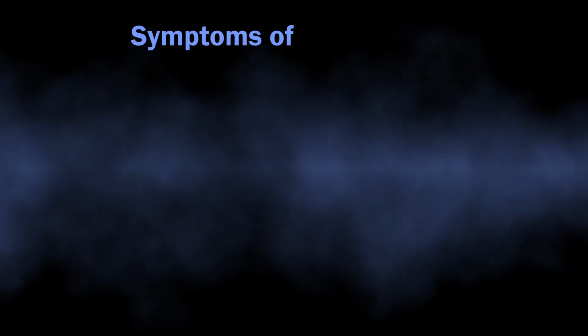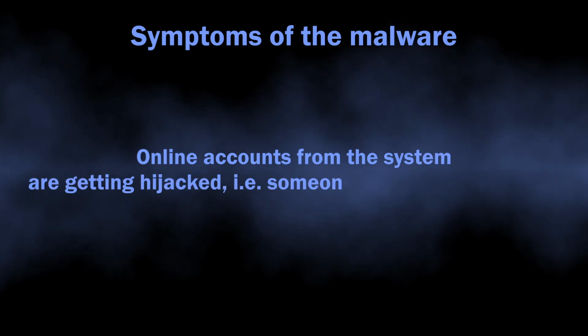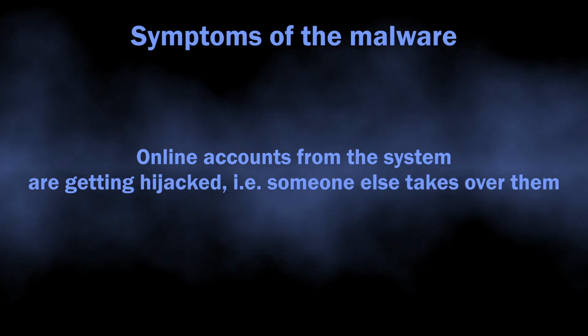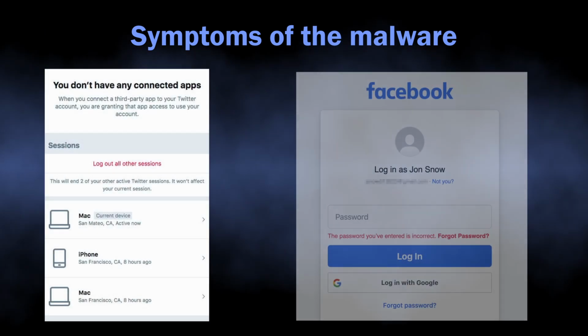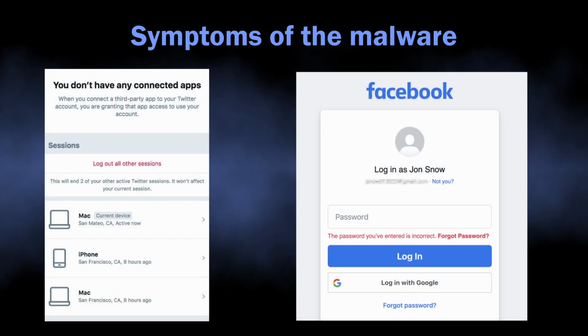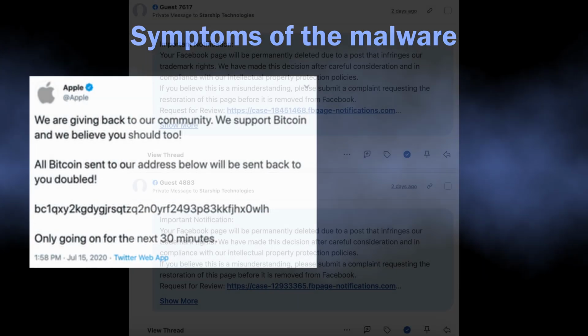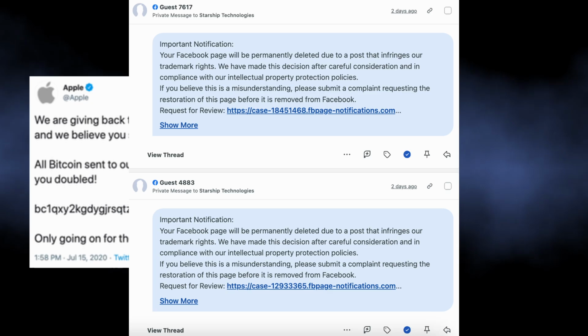General symptoms of this malware are insignificant until you see your online accounts being hijacked. That usually happens 4 or 5 days after the attack, and it looks like a parallel session from an unknown location or a complete inability to log in due to a changed password. Along with that, accounts start spreading tons of spam messages, mainly targeting your friends and subscribers.